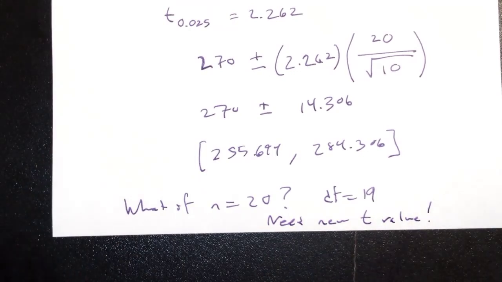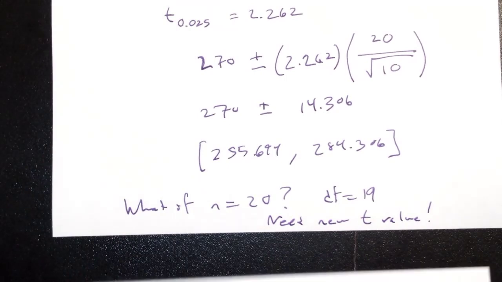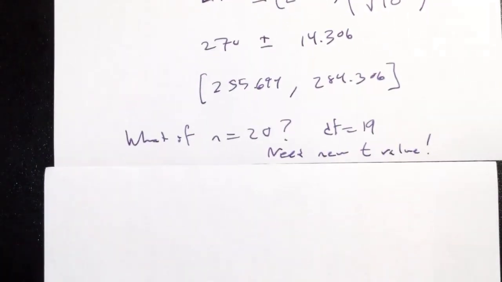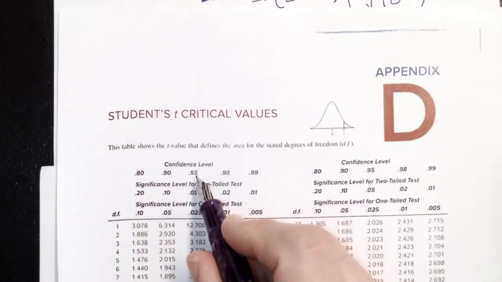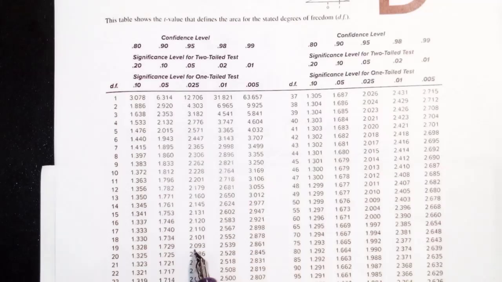So what happens in my new t distribution? I need a new t-score. So I go back to my distribution. I go back to my calculator. I go back to Excel, whichever way you want to do this. I'm still using the 95%. So I can say, oh, 95%. But now DF is 19. I have a different number. And in this case, my table says 2.093.